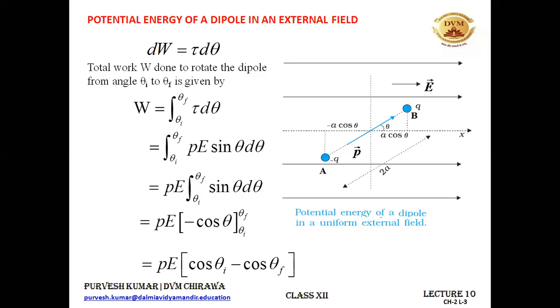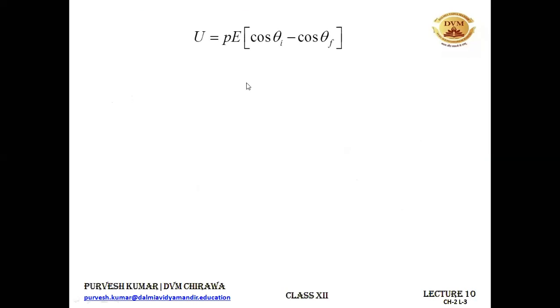This work done gets stored in the form of potential energy of the dipole. We know that the work done to rotate the dipole from one angle to another angle gets stored in the form of potential energy of the dipole. So we can replace this W by U. That is the expression for the potential energy: U equals PE (cos theta I minus cos theta f).